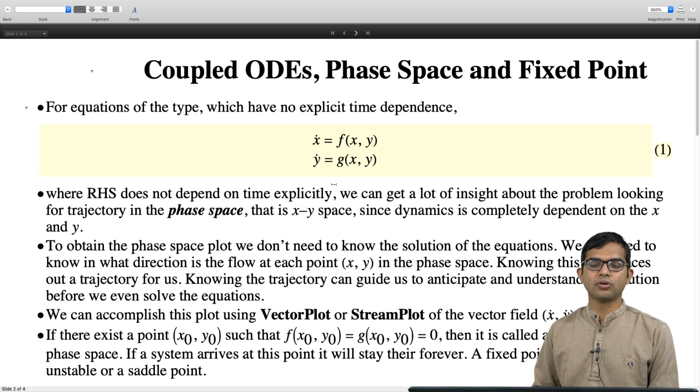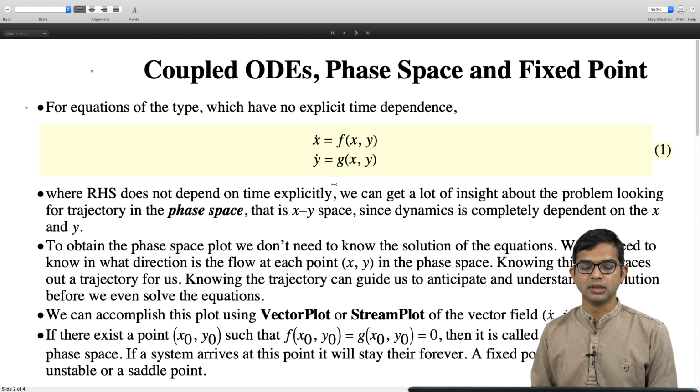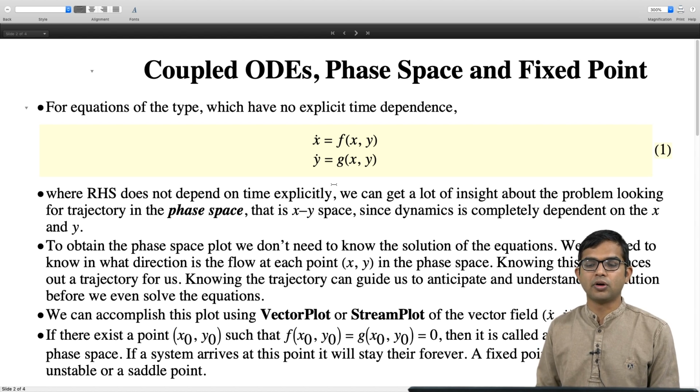Okay, so let's say that you have a system of equations involving two variables. I have taken two variables for simplicity. This can be easily extended to more variables. So x dot is equal to some arbitrary function f of x comma y, and y dot is equal to some arbitrary function, I'm calling it g, of x comma y, where the right-hand side does not depend explicitly on time.